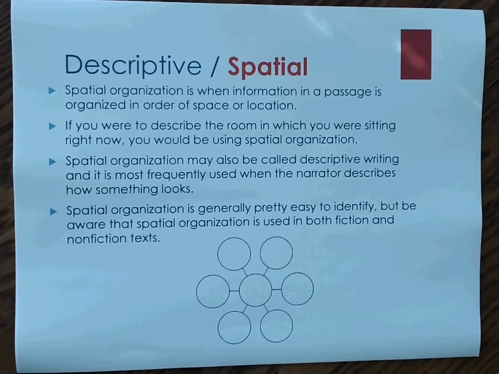Spatial organization may also be called descriptive writing, and it is most frequently used when the narrator describes how something looks. If we were looking at a woman we had never seen before, and we started describing what color her eyes were, what color her hair was, what kind of style clothes she was wearing, that would be descriptive. Spatial organization is generally pretty easy to identify, but be aware that it is used in both fiction and nonfiction texts.